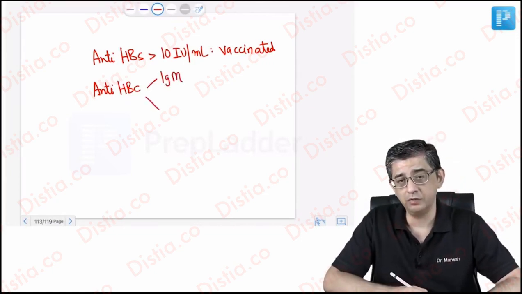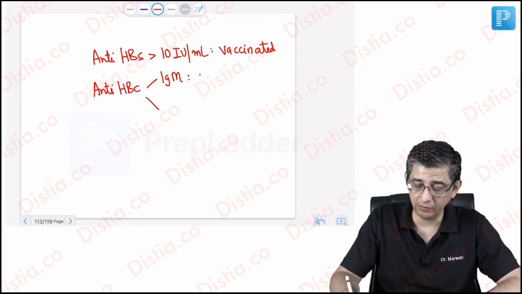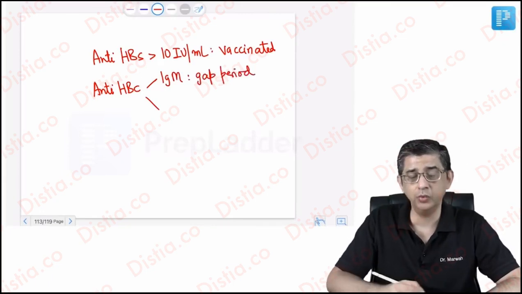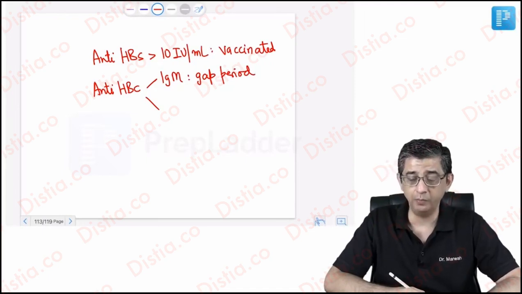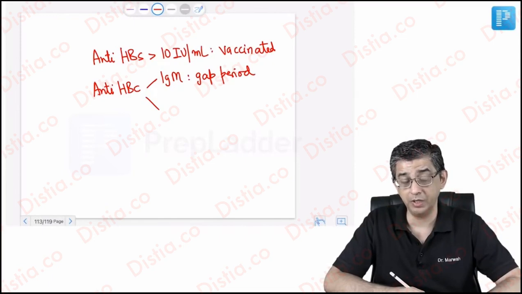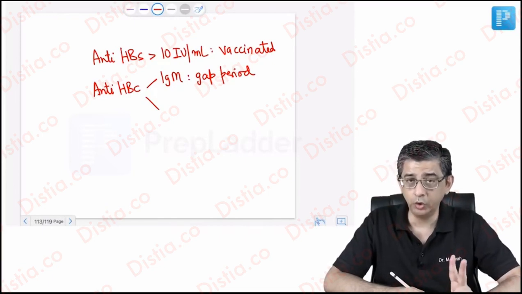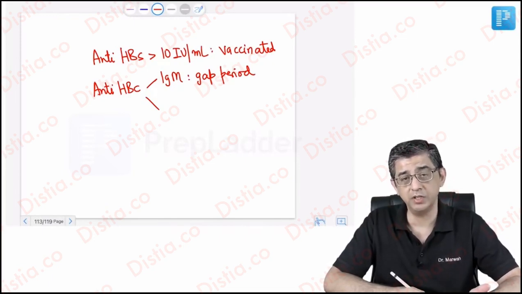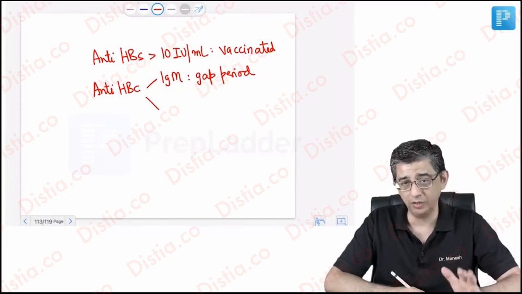If you get IgM class of antibody described and this is given alone in a MCQ, I hope it's very clear. If it is given alone in a MCQ, it's gonna be gap period. If it is in combination with hepatitis B surface antigen, as I mentioned earlier, it is acute hepatitis B. For acute hepatitis B, you need two things: surface antigen plus IgM class of antibody. Alone, don't answer acute hepatitis B. That's the commonest mistake that people make. So I've sensitized you enough for that.